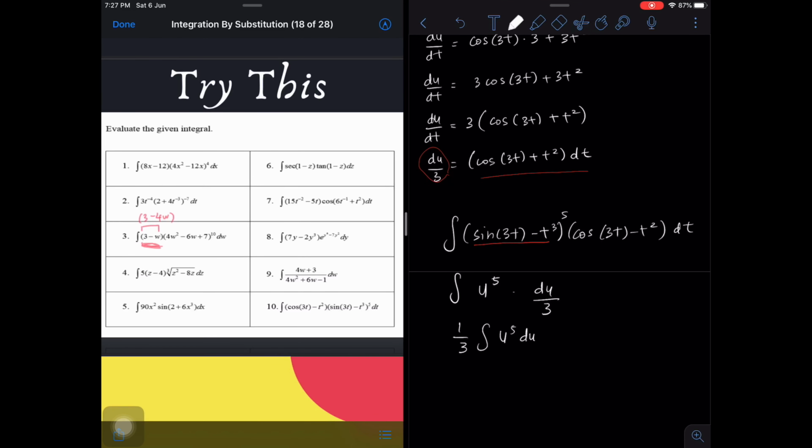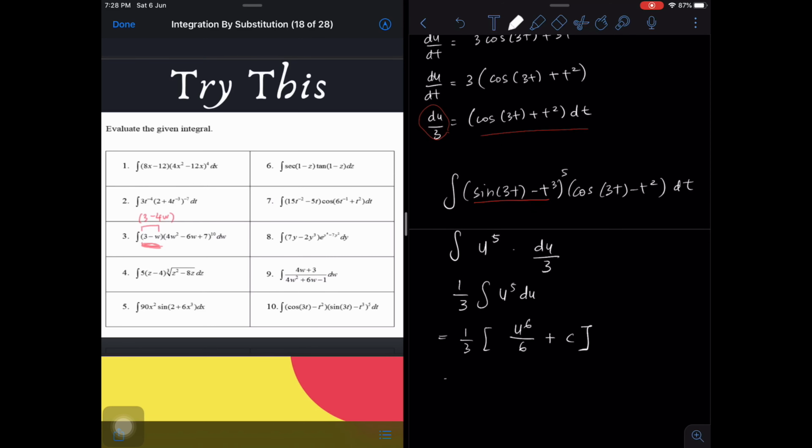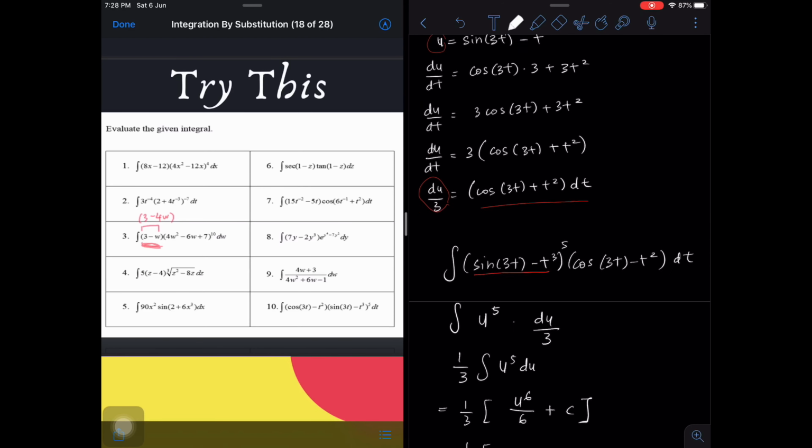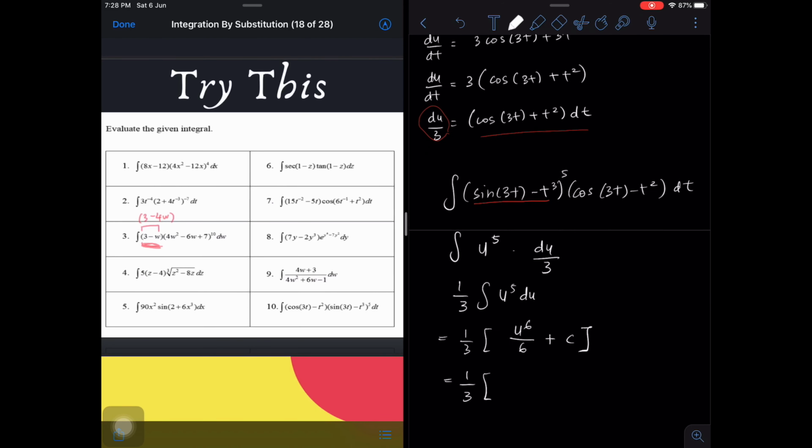What you will have is 1 over 3 times u to the power of 6 over 6 plus c. Therefore, substitute back what is your u. You will have u equal to sine 3t minus t cubed. So you have sine 3t minus t cubed to the power of 6 over 6 plus c. So this one is your solution.